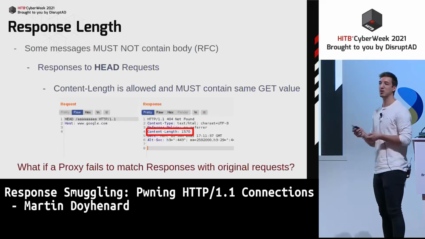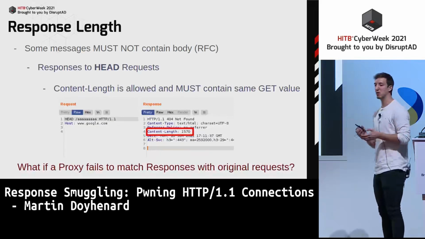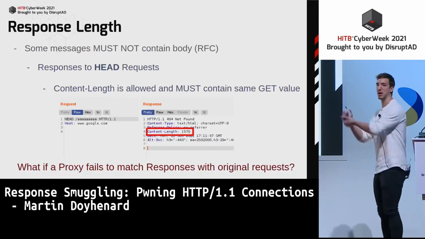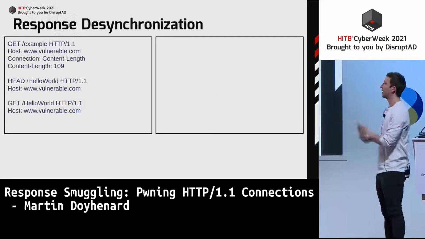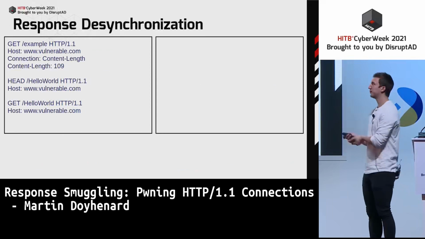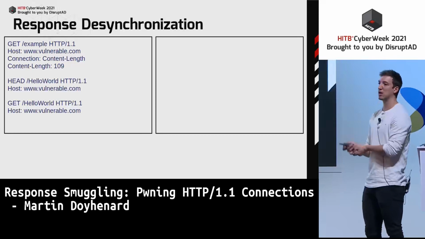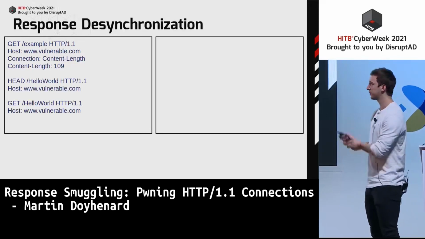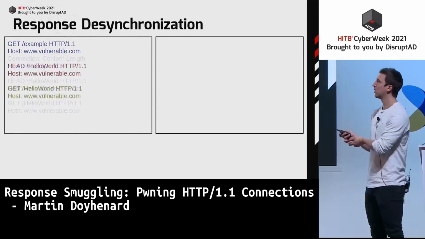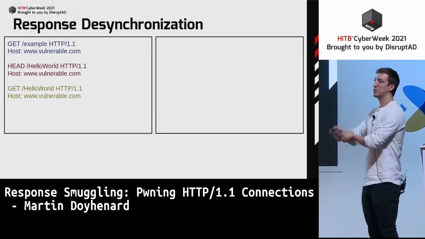But what if we are able to cause the proxy to fail to match responses and requests? So are we able to cause the proxy to believe that it issued a GET request when it actually issued a HEAD request? And the answer is yes, we are. And we are because we are using this desynchronization attack. So if I send a GET request containing two smuggled requests, the first one using a HEAD and the second one using a GET, this will cause the backend to split them into three.